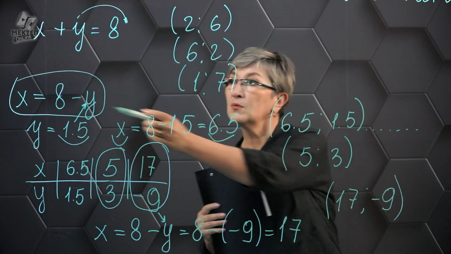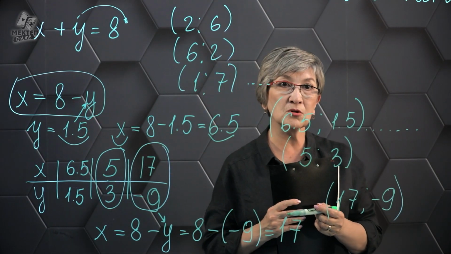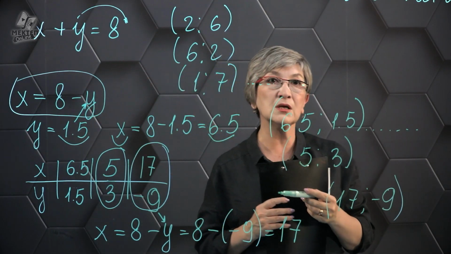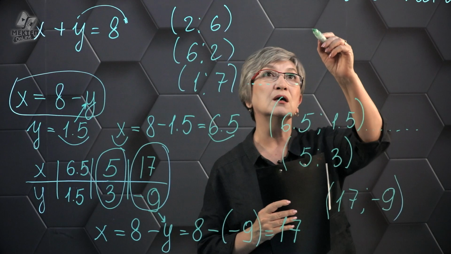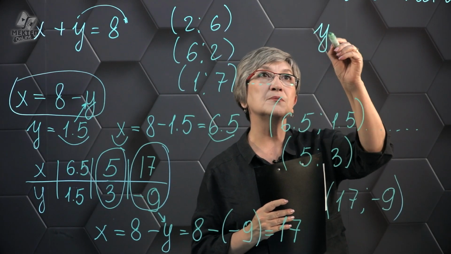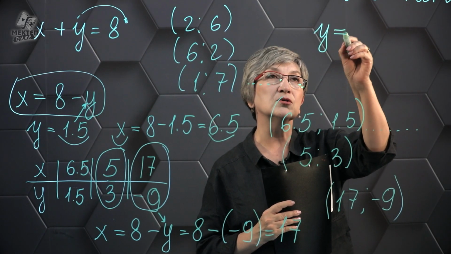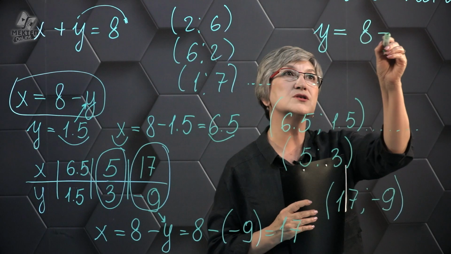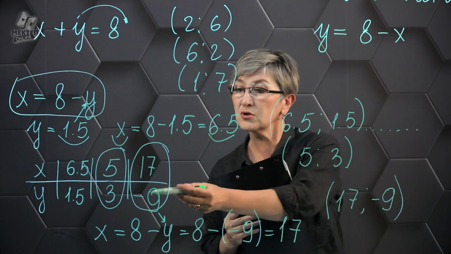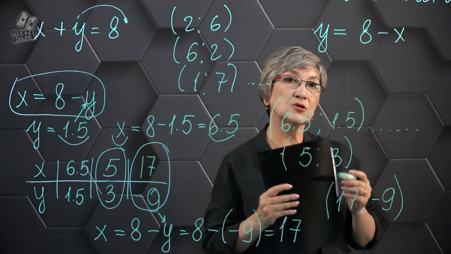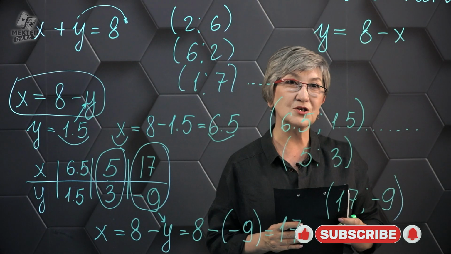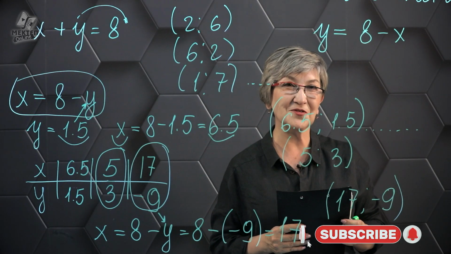Using this same algorithm, we can express not only the x variable, but also the y variable from our same equation. If I write down y equals, in this case, y equals 8 minus x, and using the same algorithm, I can also identify pairs of numbers that are solutions to the equation.